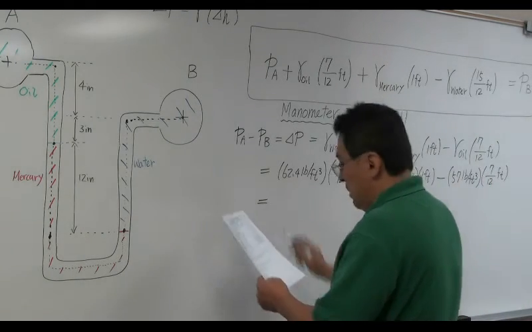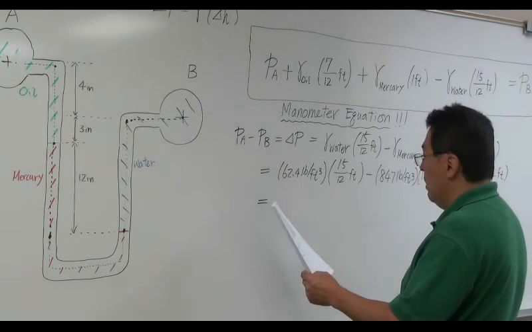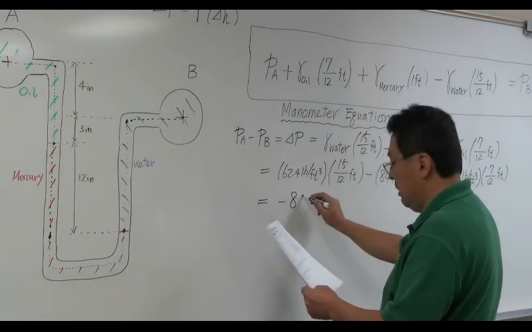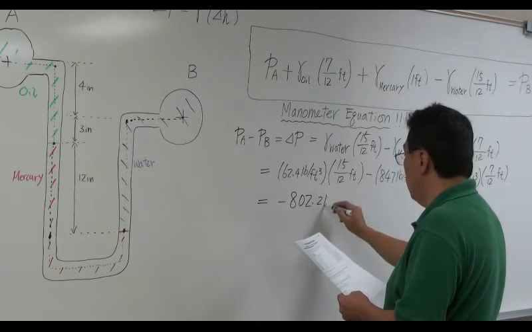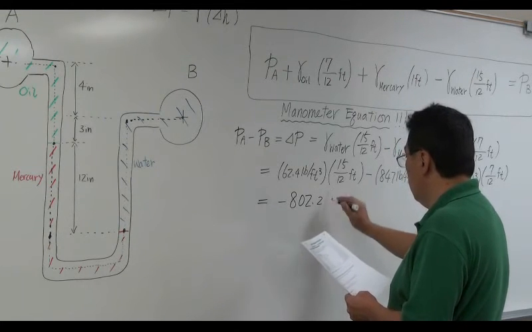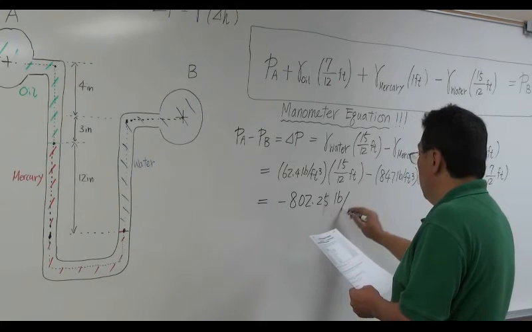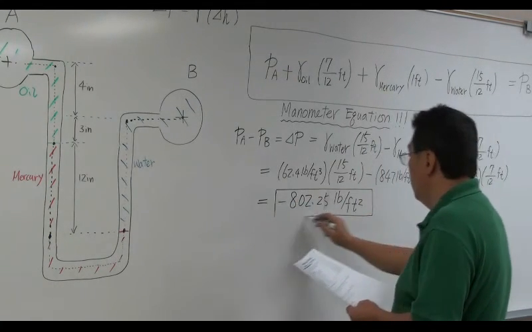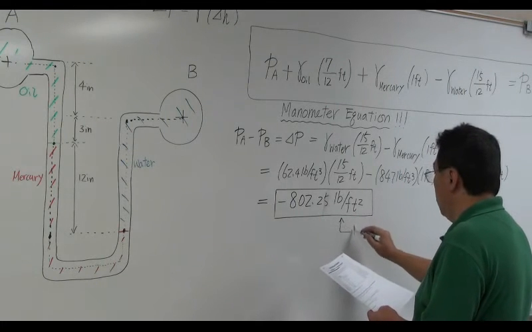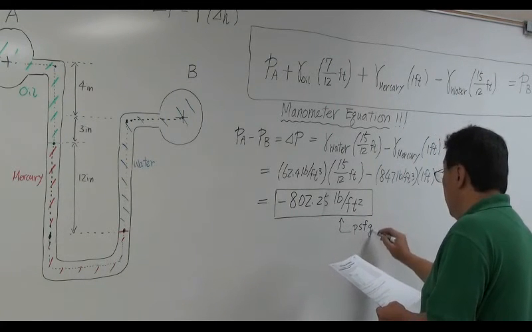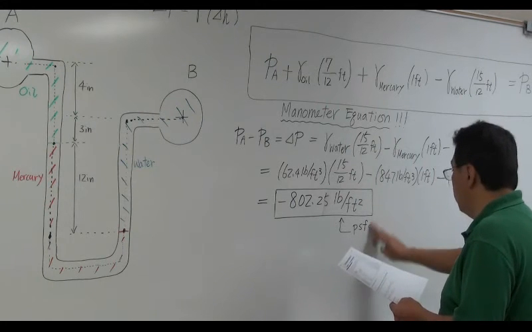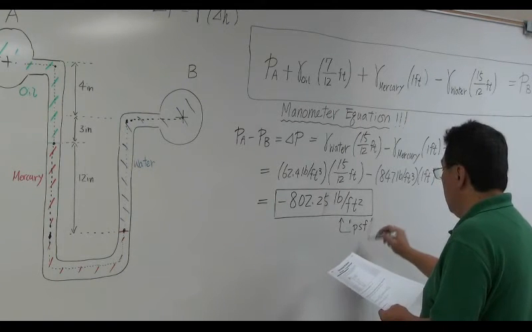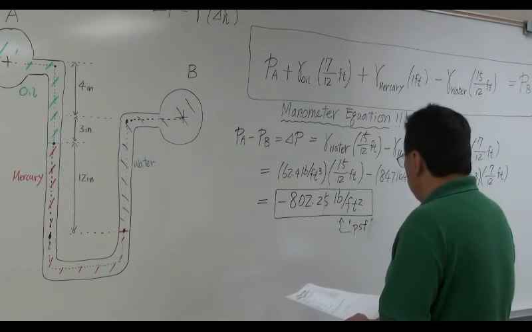If you calculate everything here, you're actually going to have a negative value: negative 802.25 pounds per square foot. This is essentially PSF. And this is gauge. No, it's not gauge. It's just the pressure difference. PSF. Okay. Pounds per square foot. Pressure difference.